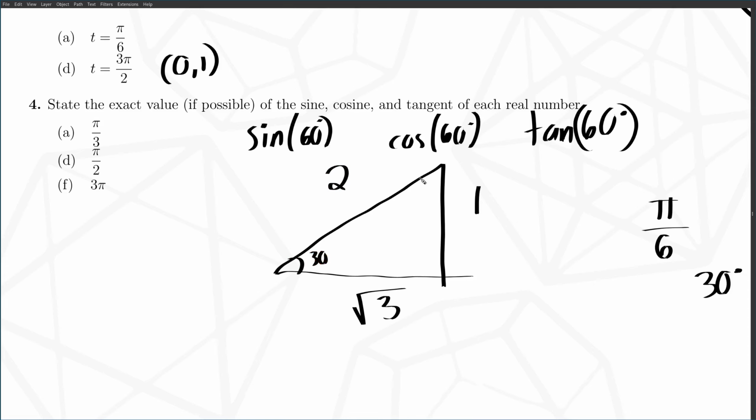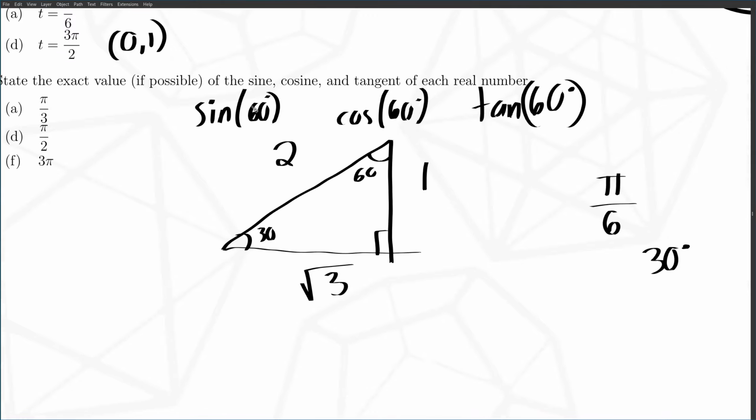30, 60, 90. Okay, so for sine of 60, we have to take the opposite over the hypotenuse. We have opposite is root 3, and the hypotenuse is 2. So that means sine of 60 is root 3 over 2. Cosine of 60, look at that. That's going to be the adjacent divided by hypotenuse. So that's going to be 1 half.